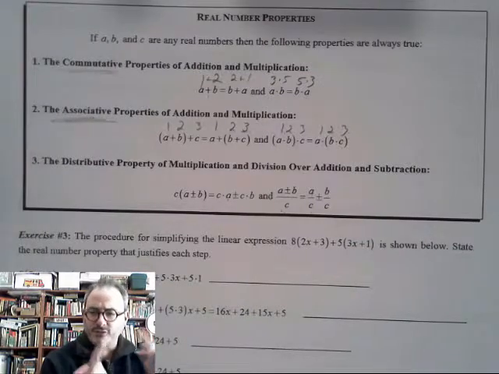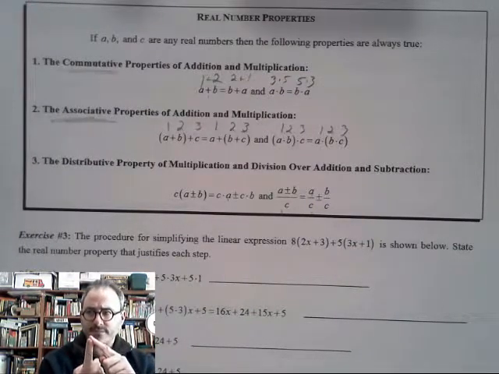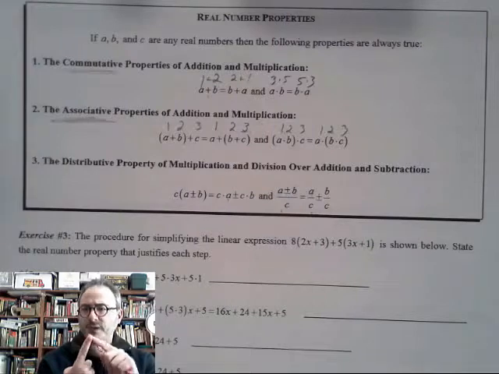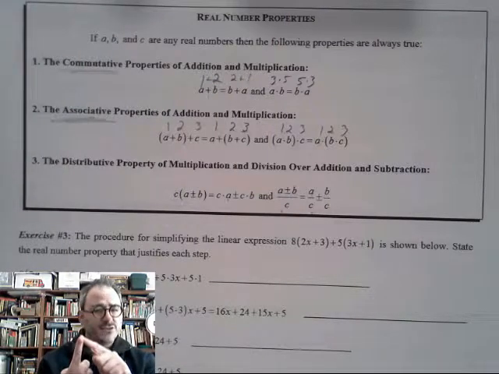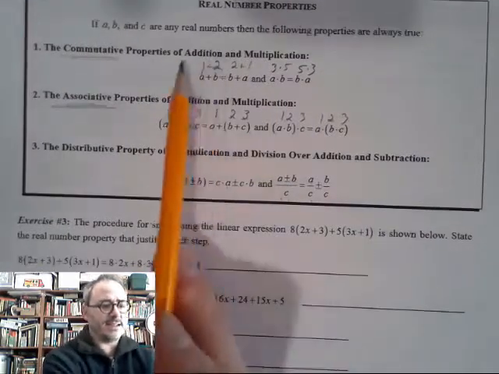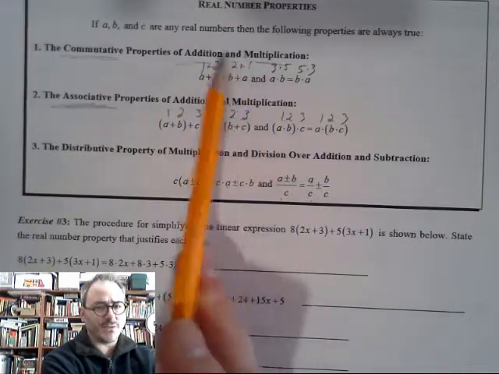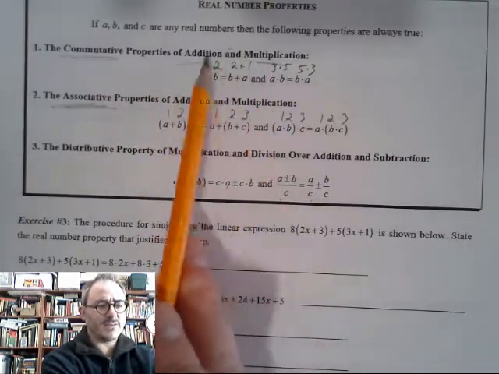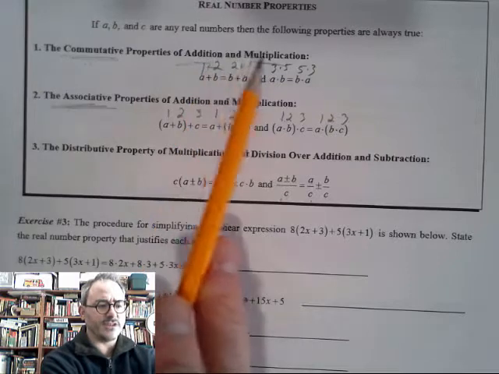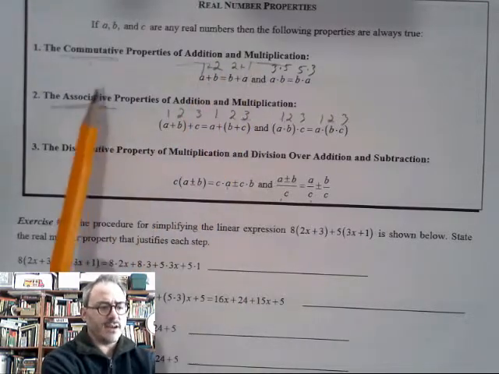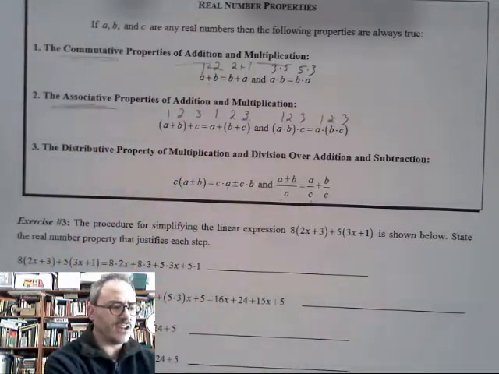Okay, so now we've reviewed commutative: we can switch things around in the order in which we multiply or add them. Remember, this is addition and multiplication for commutative. It doesn't work for subtraction and division, so keep that in mind. This commutative property only works for addition and multiplication. Associative property only works for addition and multiplication.